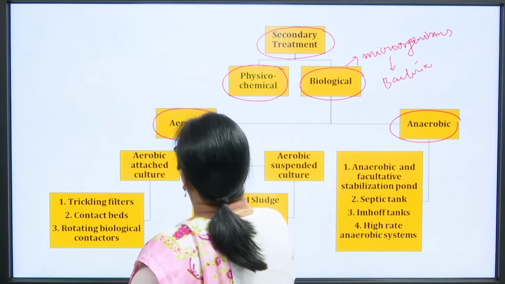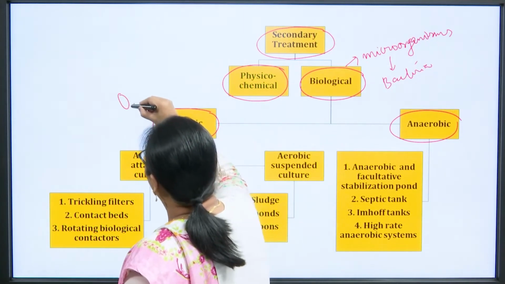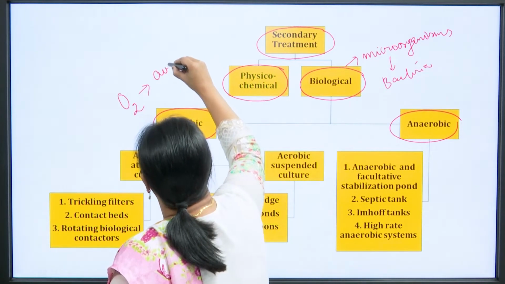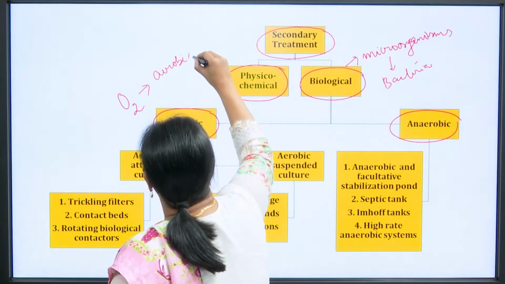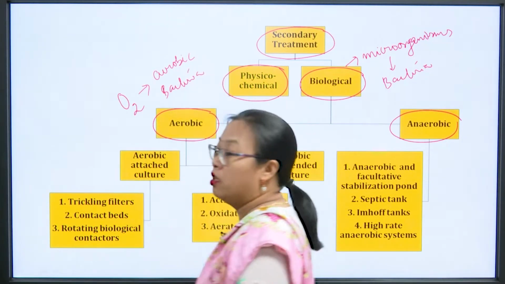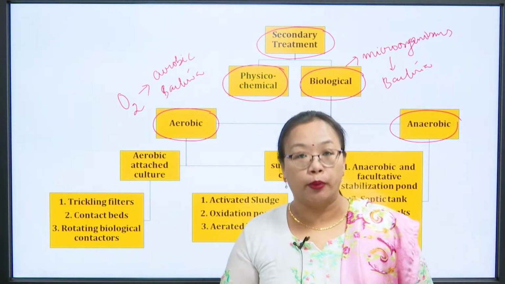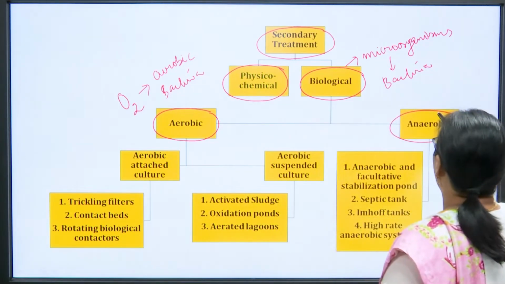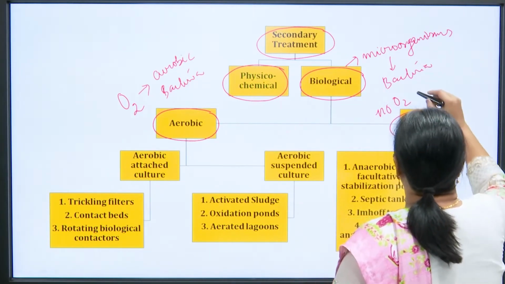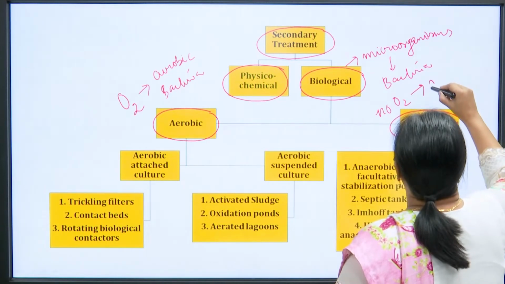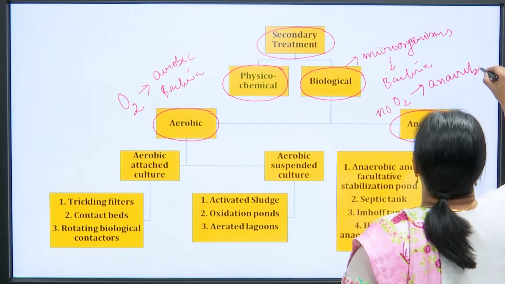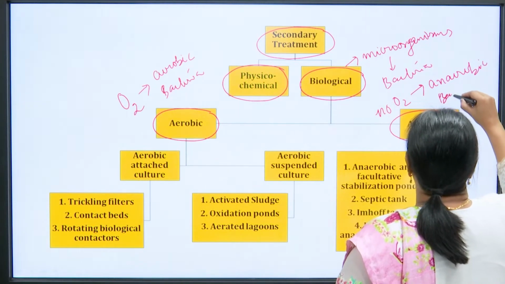In aerobic, what will happen? Aerobic will be in the presence of oxygen. So those are done by aerobic bacteria or facultative bacteria working aerobically. And in anaerobic, we have no oxygen, it is in the absence of oxygen, and it is done in the presence of anaerobic bacteria, right.